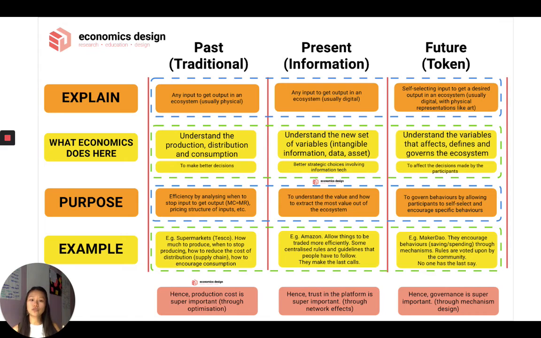And in the future, which is token economics, we want to understand how self-selecting input can get desired output in an ecosystem. So, for example, how do I make sure that people can choose to participate in the ecosystem or not? And should they want to participate, how do we make sure that their output is aligned with the view of the ecosystem? So what does it mean?